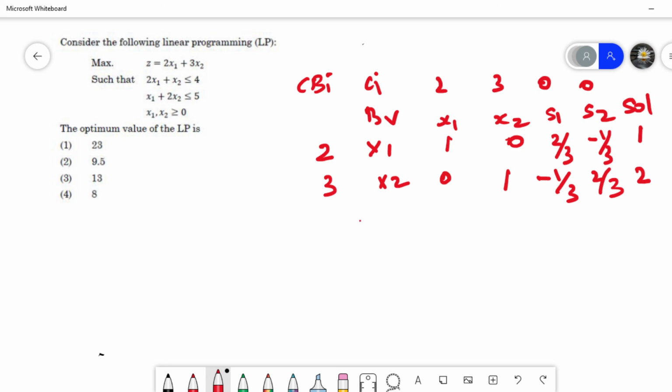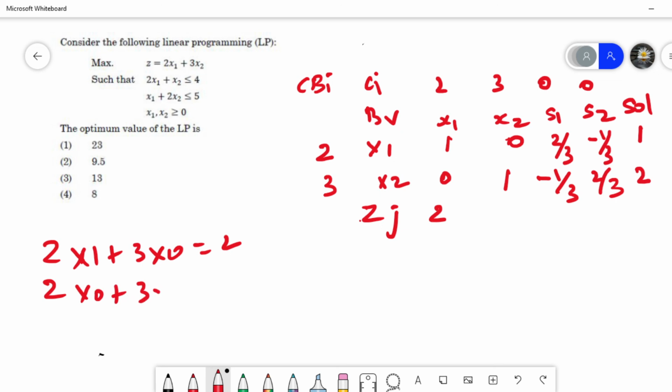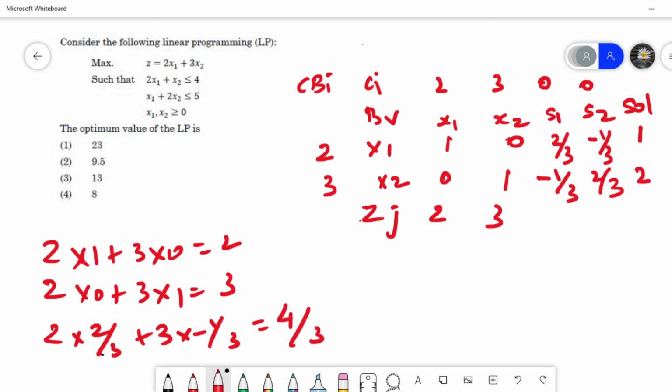So calculate the Zj value. So Zj value, 2 into 1 plus 3 into 0. So that is 2. So next, 2 into 0 plus 3 into 1. So that is 3. So next, 2 into 2 by 3 plus 3 into minus 1 by 3. So 4 by 3 minus 1, which is 1 by 3.